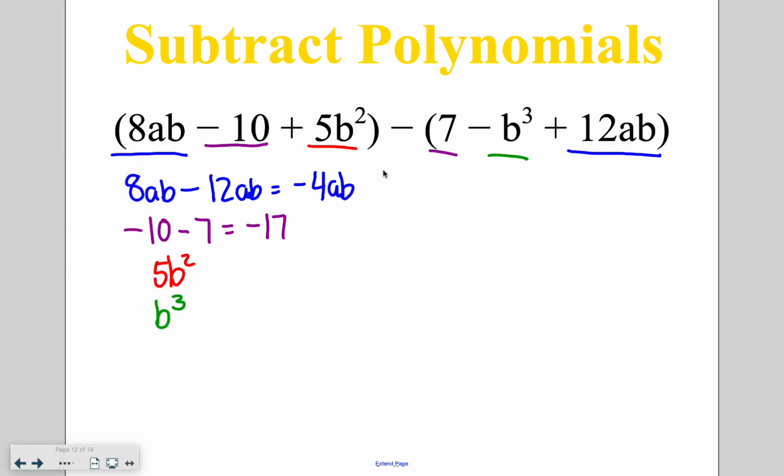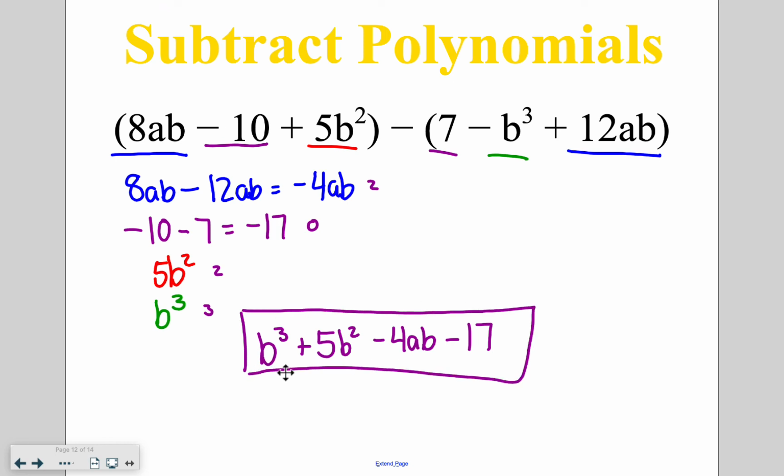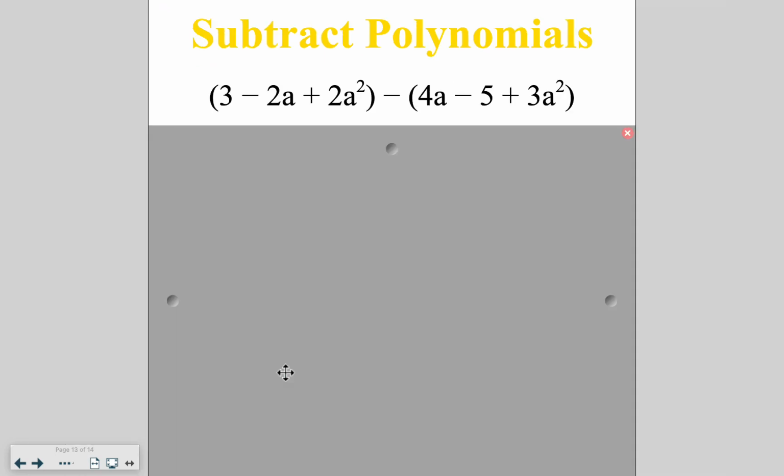Once again, going through, looking at our degree, I have a second power, a 0 power, a second power, and a third power. So I'm going to start with b to the third, then I'm going to add on b squared. You could have subtracted 4ab first if you wanted to, because these two have the same degree, and then subtracting 17 has to come in last because that is our lowest degree. Go ahead and try this one on your own.